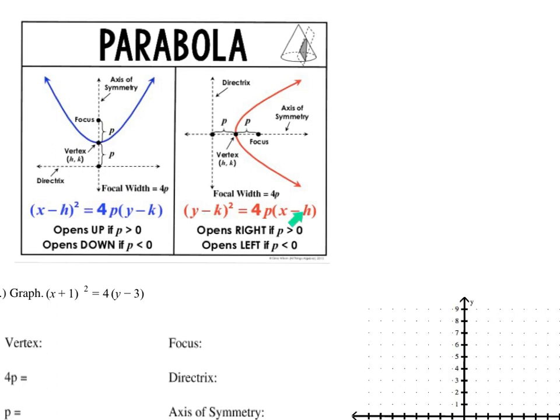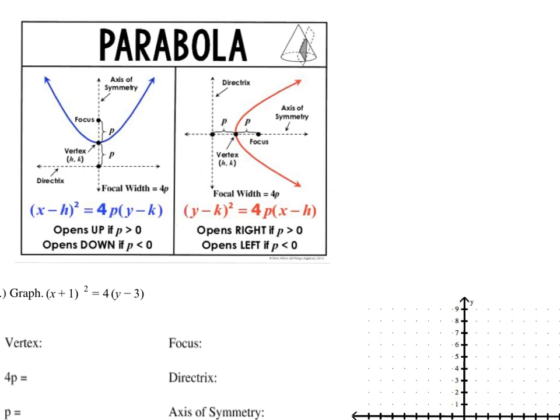Just like when we were finding locator points, the vertex is your (h, k). Be careful that in the horizontal one, the h is always with the x and the k is always with the y. It opens up if the p value, this number right here, is greater than 0 or positive, and it opens down if it's less than 0. If the quantity being squared is x, then you're going to have a vertical parabola. And if the quantity being squared contains a y, you'll have a horizontal.